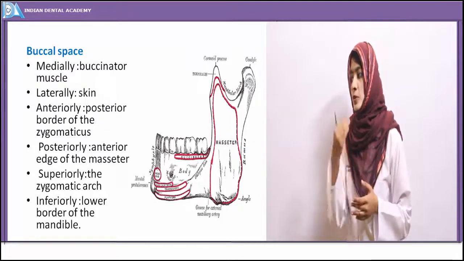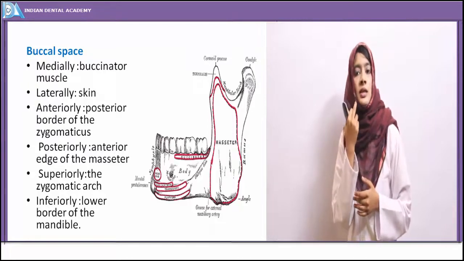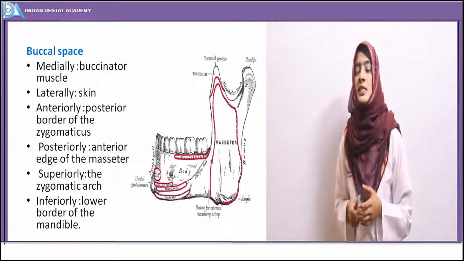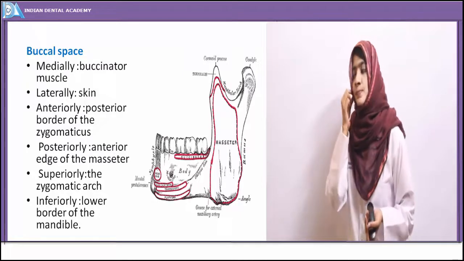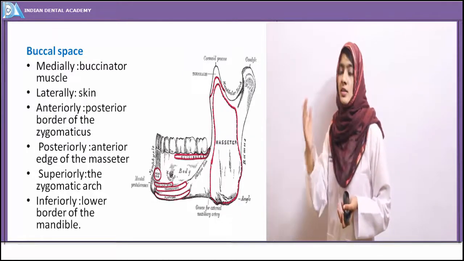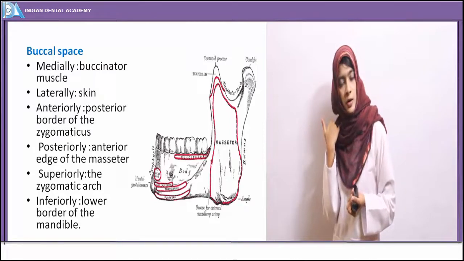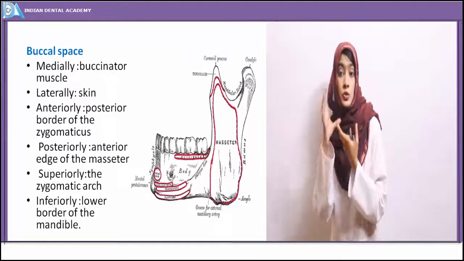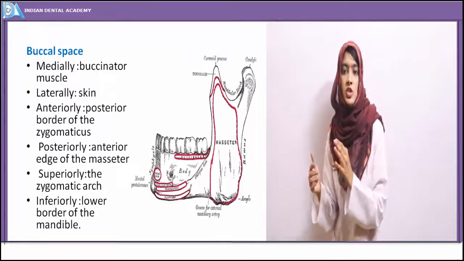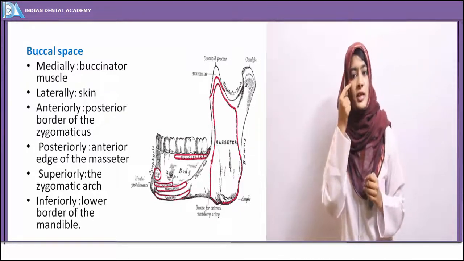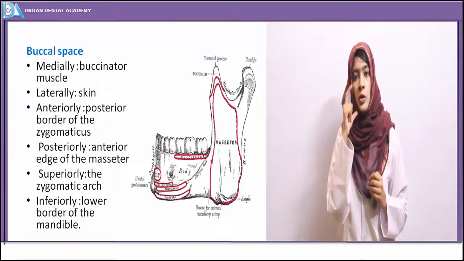And posteriorly, the border edge of the masseter muscle is seen. So that forms the buccal space. Superiorly it is above the zygomatic arch, inferiorly the lower border of the mandible. Those two represent the superior and inferior boundaries of the buccal space infection. So buccal space infection is basically concentrated from the zygomatic arch to the lower border of the mandible.